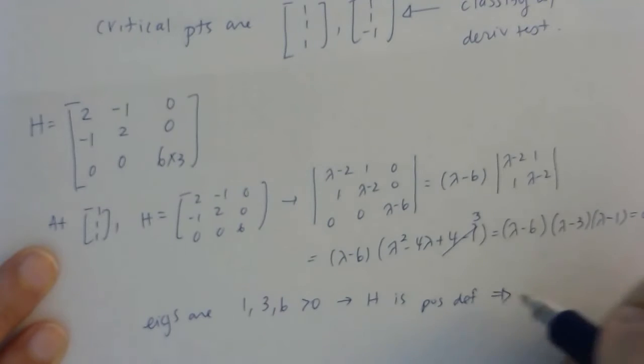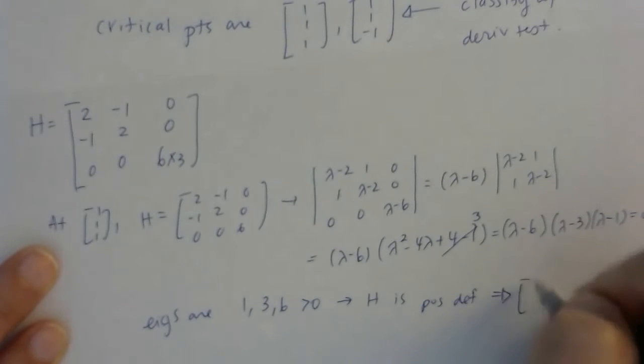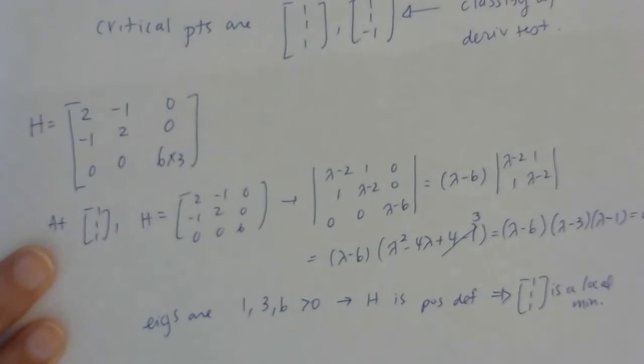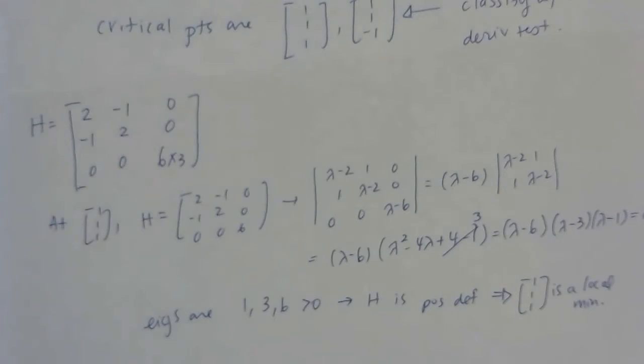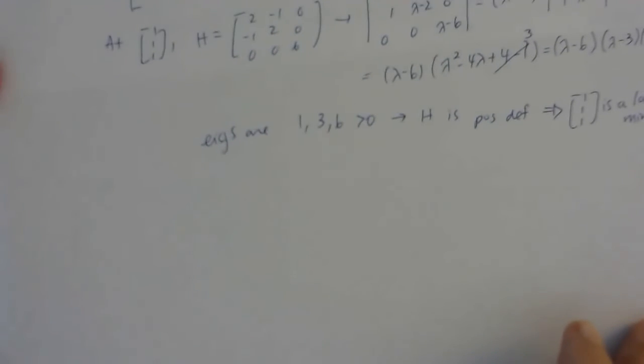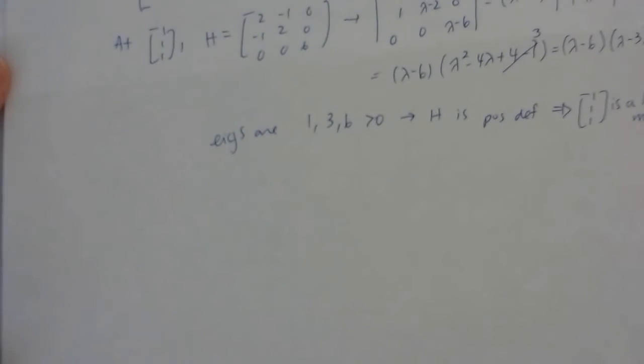And by the second derivative test, this implies that (1, 1, 1) is a local minimum. I hope that makes sense. I'll let you think about it for just a second. Okay, and then the next step is just to do the same thing with the other critical point. So I move this up here and make sure you can see it.